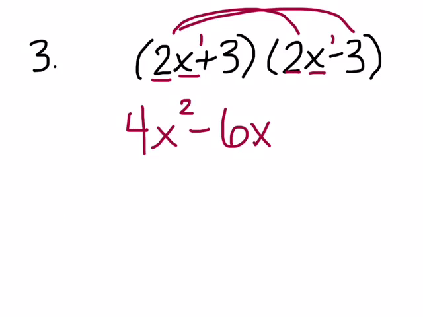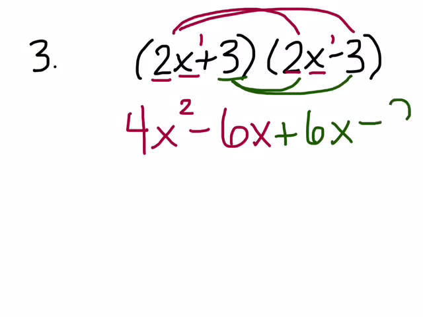So I'm done distributing my 2x, and now I need to distribute my 3. So I'm going to take my 3 and I'm going to distribute it and multiply it by the 2x. 3 times 2x is 6x. Don't forget to take it to that negative 3. 3 times negative 3 is negative 9. Just like with the last problem, we need to combine our like terms. Our like terms are our middle terms right here. Negative 6x plus 6x, those cancel and just give us 0.